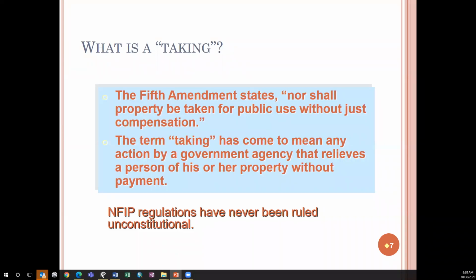But most of the NFIP criteria are performance standards. They don't prohibit development of a floodplain site, provided the standards are met.